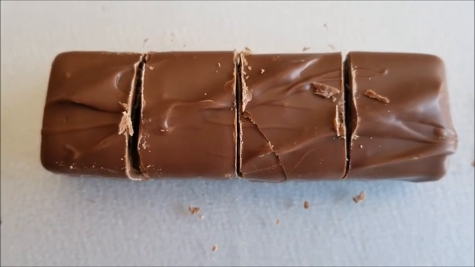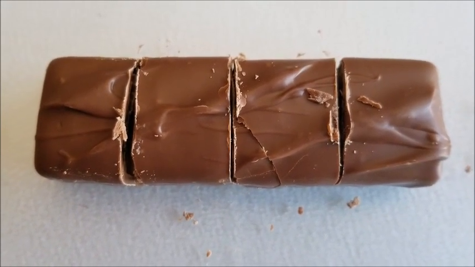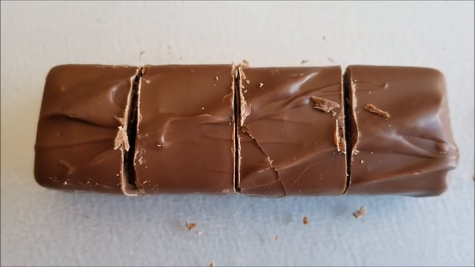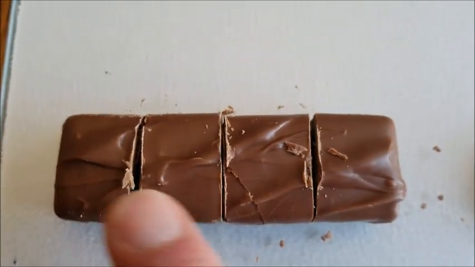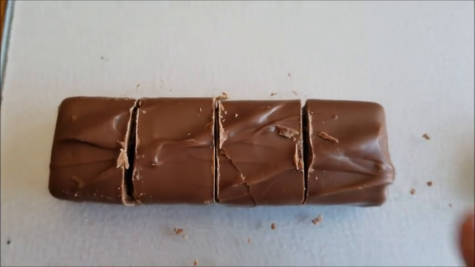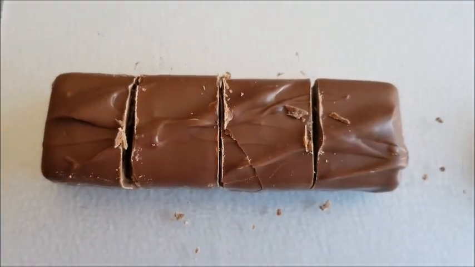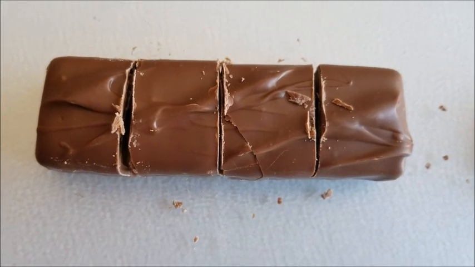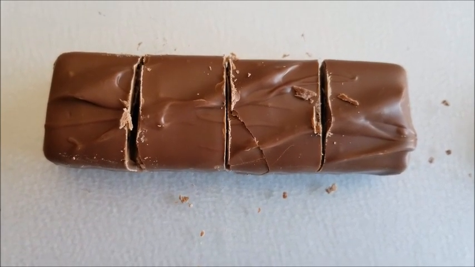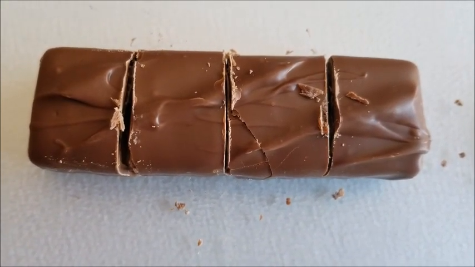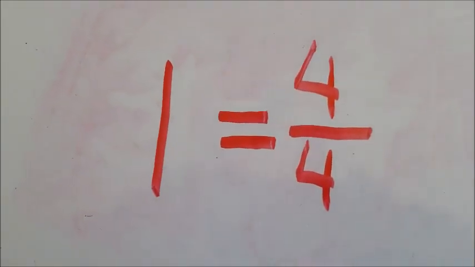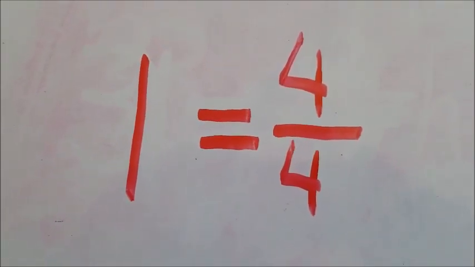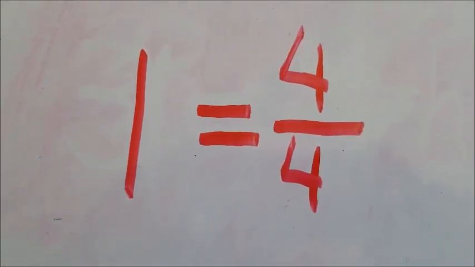I decided to cut my candy bar into fourths. 1, 2, 3, 4 pieces. Each piece is 1/4. So my whole candy bar is now cut into fourths. And we'd write that like this. 1 candy bar is equal to 4/4.